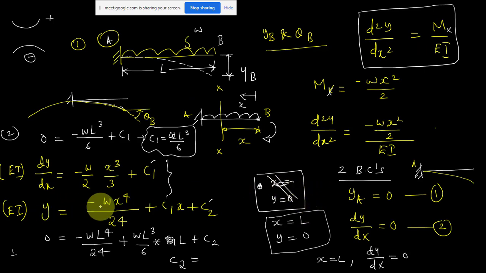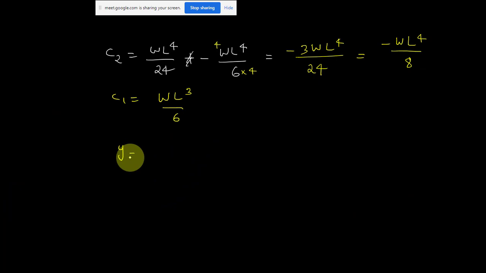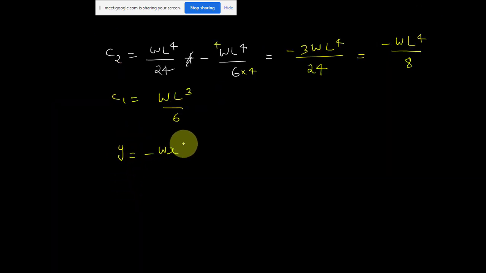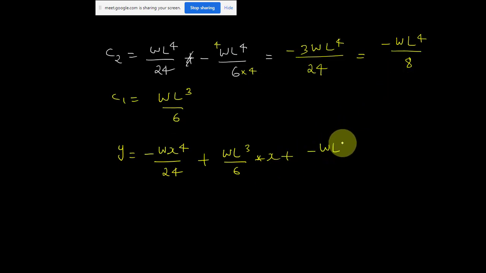So now we can write the equation for the deflection. Y is equal to minus Wx raised to 4 by 24 plus C1x, that is C1 is WL cubed by 6 into x, plus C2. So C2 is minus WL raised to 4 by 8. So now your beam is this one. The loading is UDL, and x is measuring from here. This is very important. Otherwise your boundary condition will be wrong.